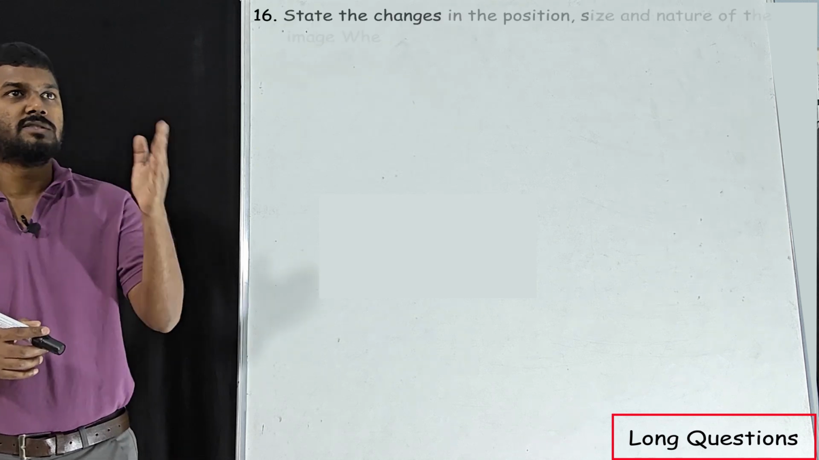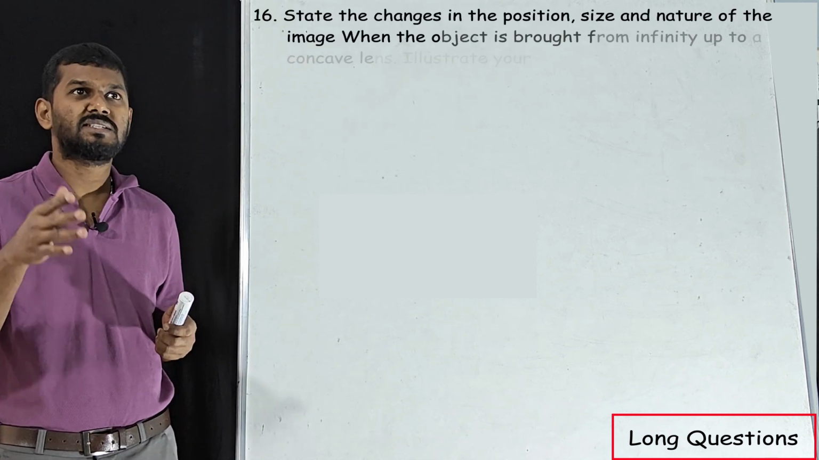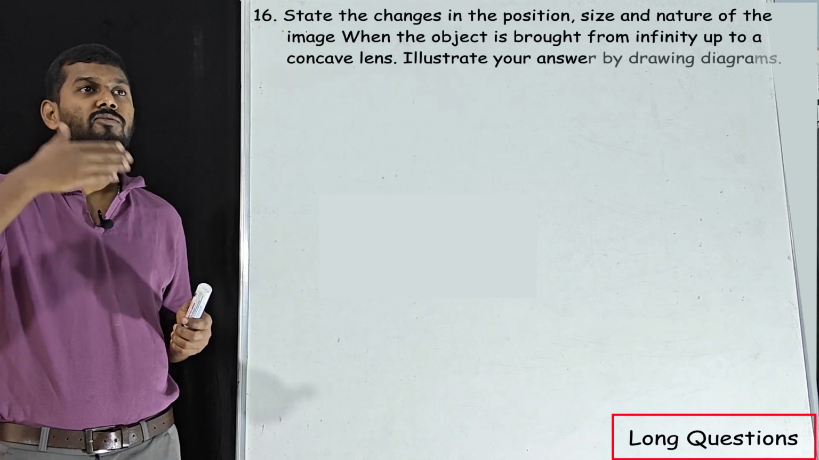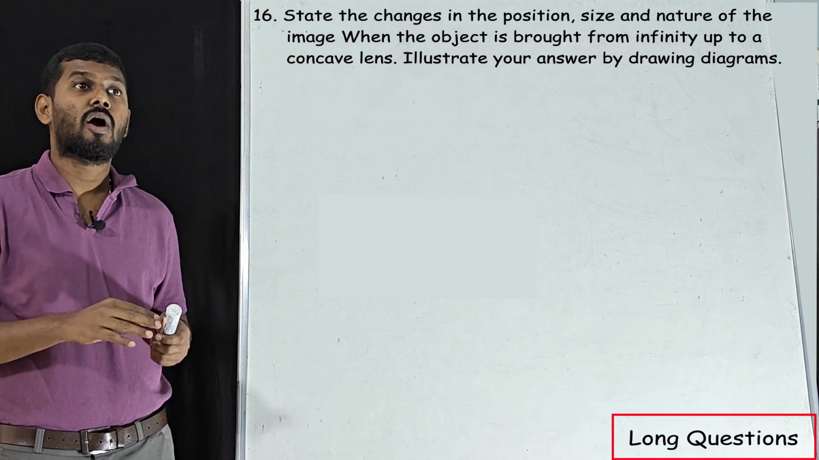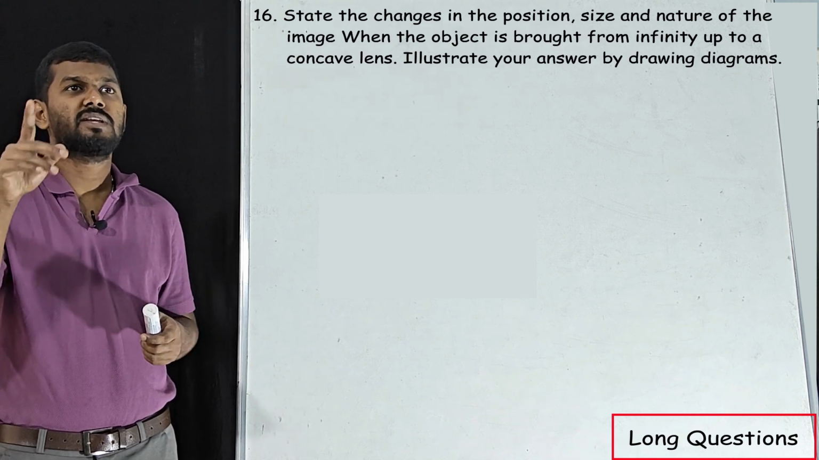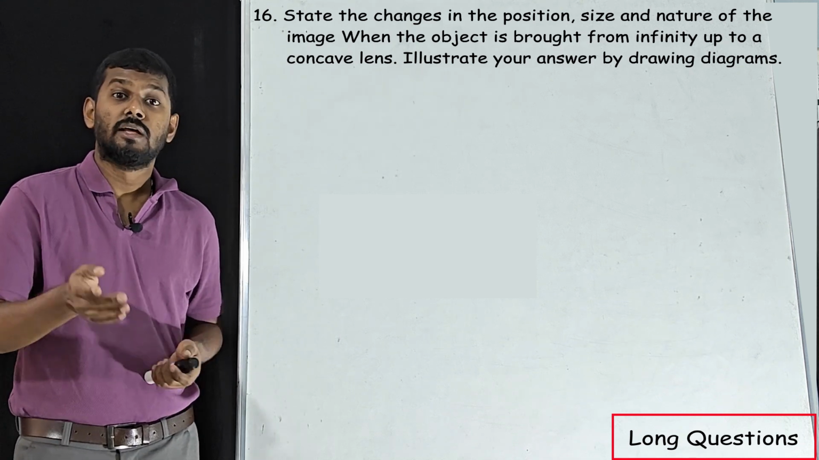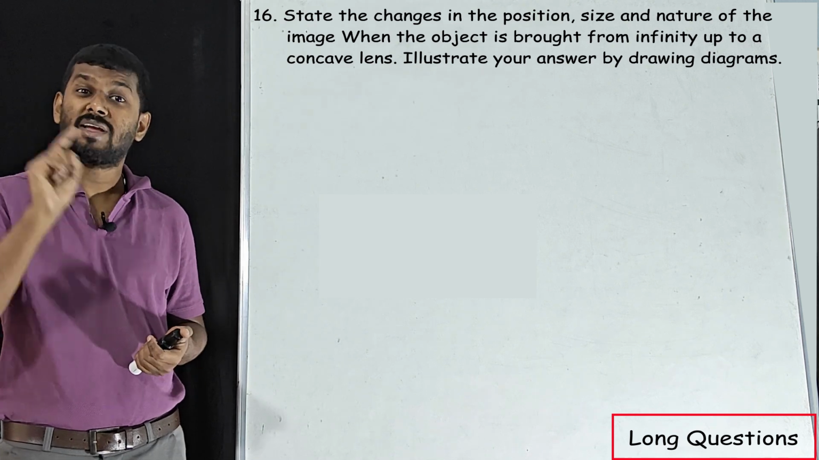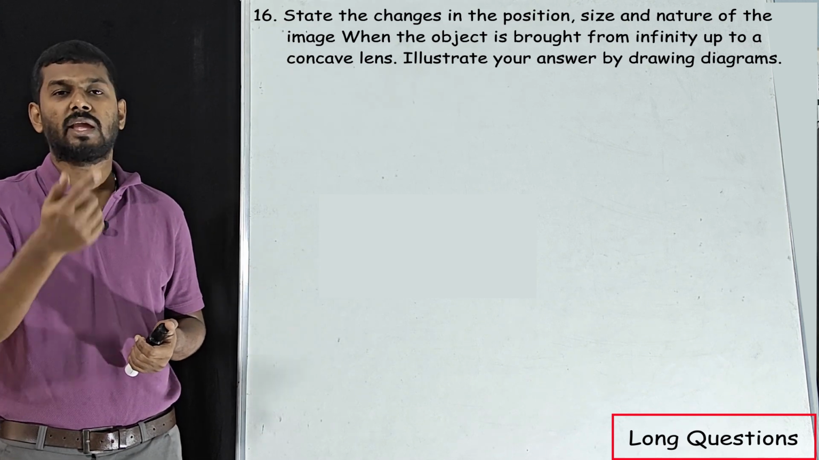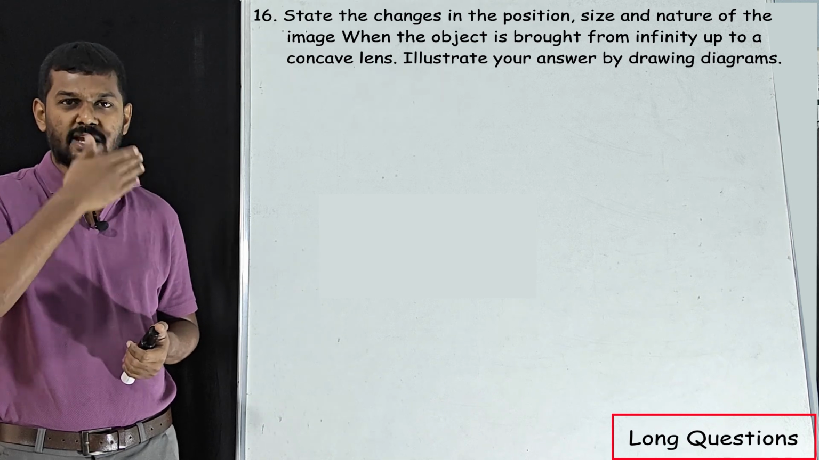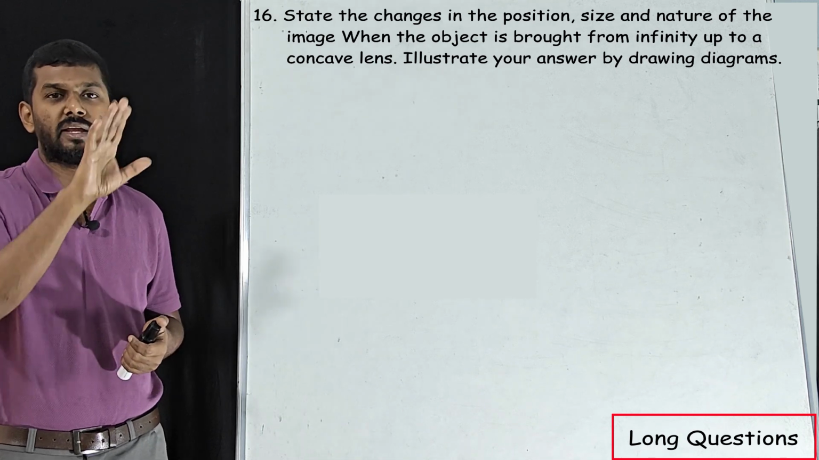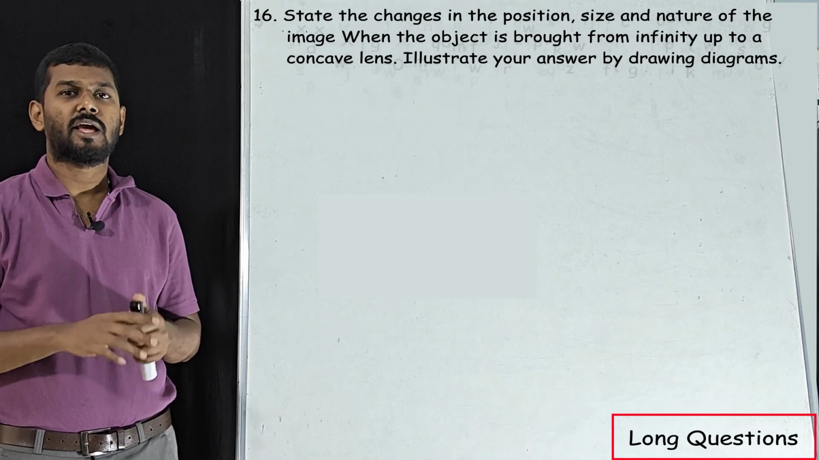Our last question: state the changes of the position, size and nature of the image when the object is brought from infinity up to a concave lens. Illustrate your answer by drawing the ray diagram. See, the previous question was about the convex lens. This question is about the concave lens. That means all the 3 cases, case 0, case 1, case 2, it is asking us to draw the diagram. That's it.